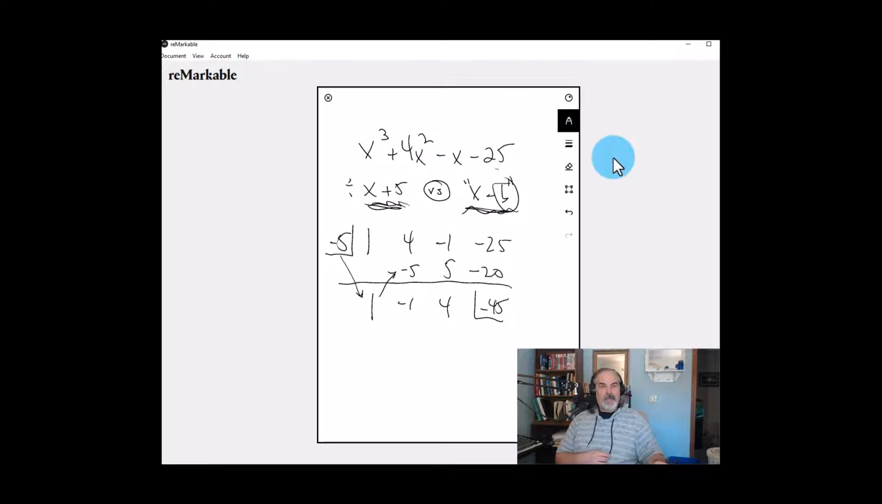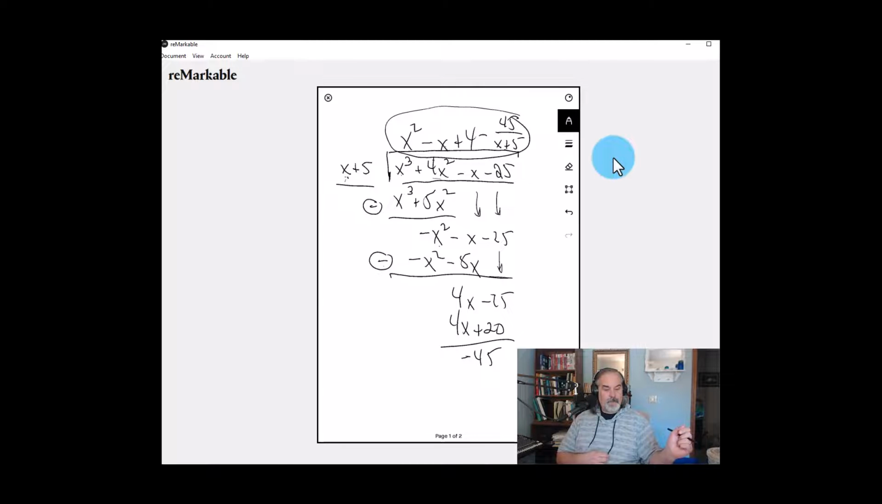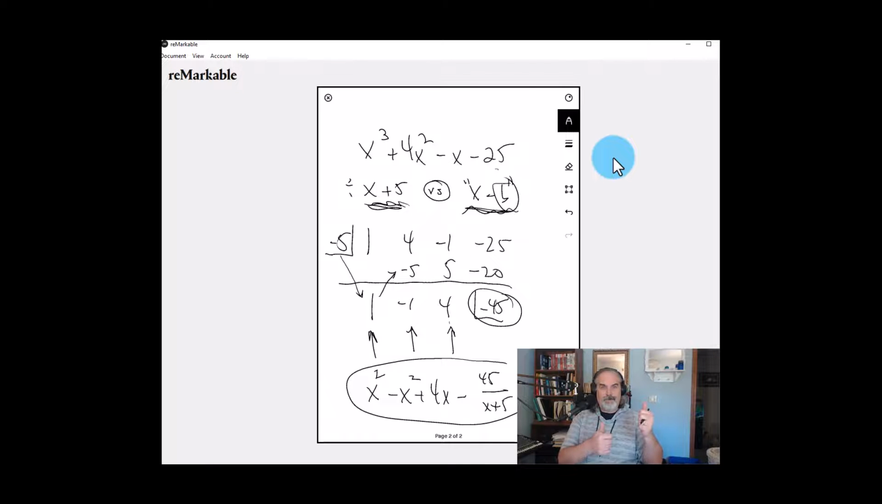And then, again, remember that these are coefficients. There's a constant. There's the linear term. There's, well, it's got to be the squared term. So the net result is going to be x squared minus x plus 4x. And then this is the remainder term, minus 45 over x plus 5. So that's the result again, which better be the same thing as we got back there. It works.